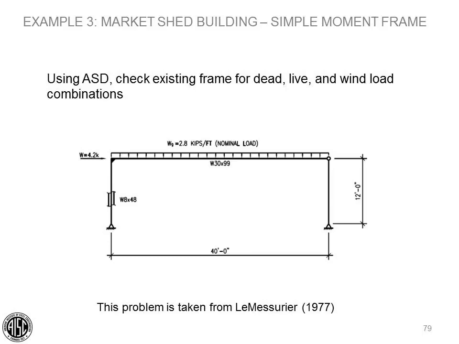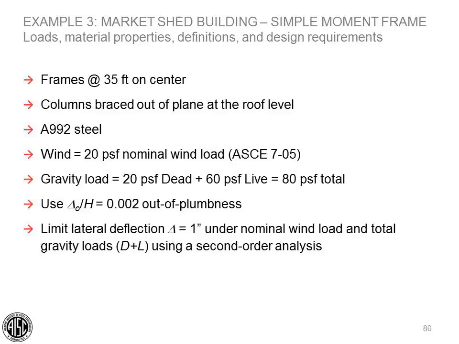Okay, here's an example for the ASD fans out there. For example 3, we'll analyze a moment frame using ASD and the direct analysis method. The frame geometry, initial member sizes, and loads are shown here. The frames are single bay frames spaced at 35 feet on center. The columns are braced out of plane at the roof level.